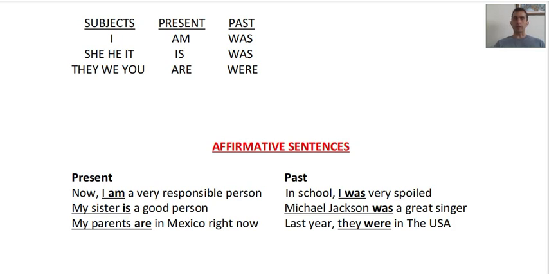Right here we have some examples. First of all, sentences, affirmative sentences you can take as a reference in order to understand the concept much better.